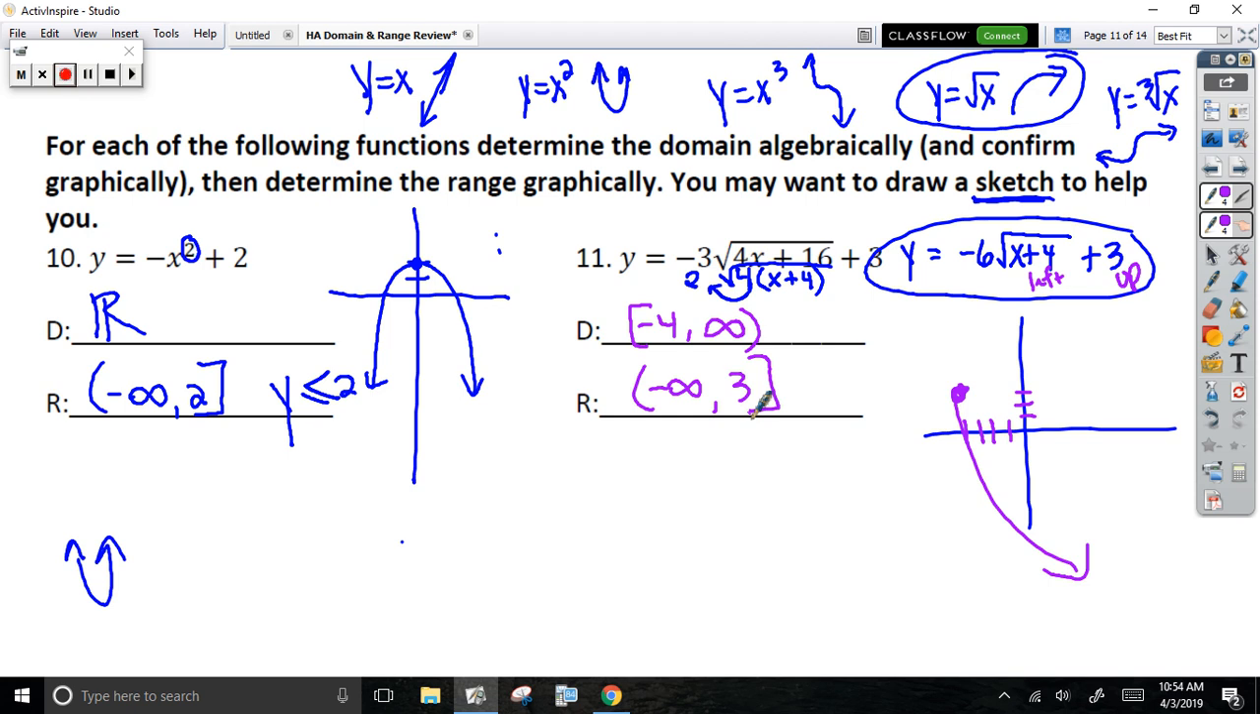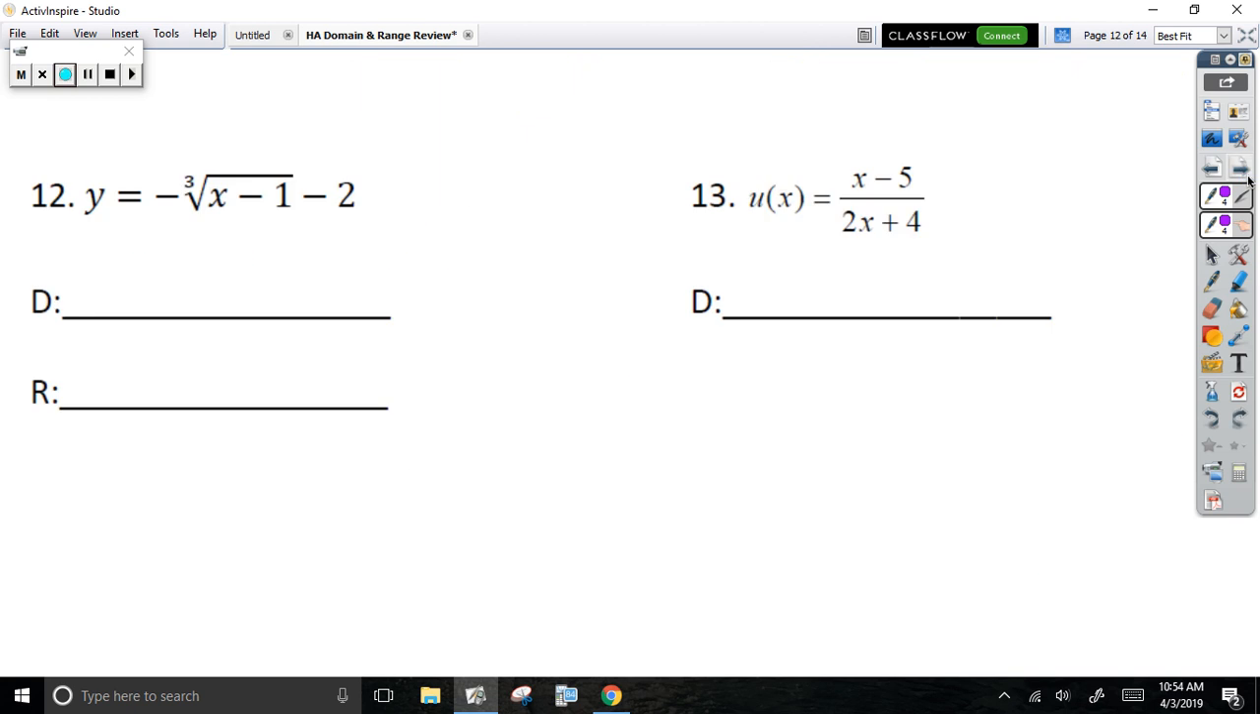Number 12 is a cube root. So remember the cube root, we don't need to do a table of values or anything. You just need to sketch the general idea that a cube root goes on forever. Also, a cube root is not an even root, which was one of our restrictions. So the domain should be all real numbers because it doesn't have an even root and it doesn't have a denominator. And the range is down and up forever. Love cube roots. Love linear, love cube roots for domain and range.